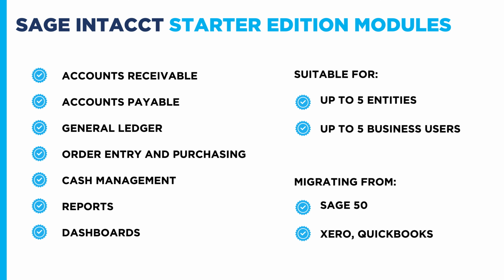This product is specifically designed to suit smaller, fast-growing organizations and is ideally suited to companies with 5 entities and those that will require no more than 5 business users. We found that this is the perfect software for businesses looking to migrate from Sage 50 or looking to progress from software such as Xero or Quickbooks. The Starter Edition provides an array of features and capabilities that will improve the way your company performs from day one.